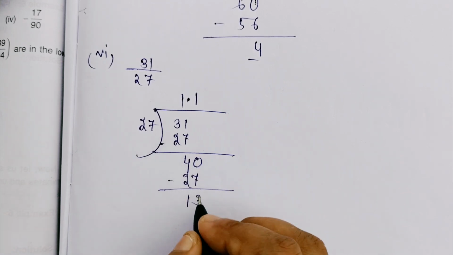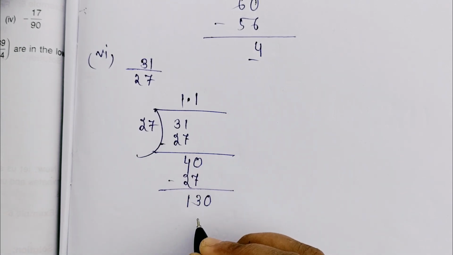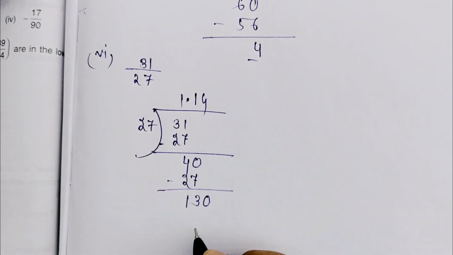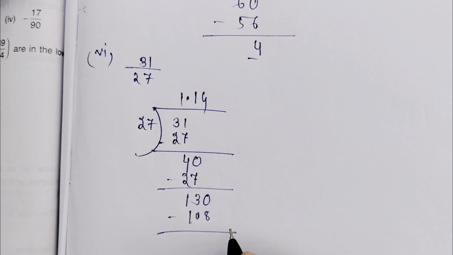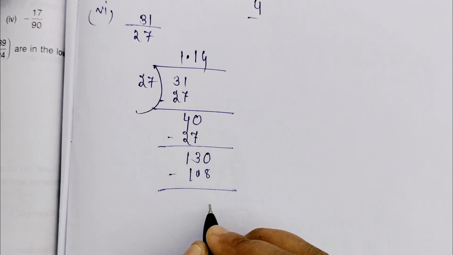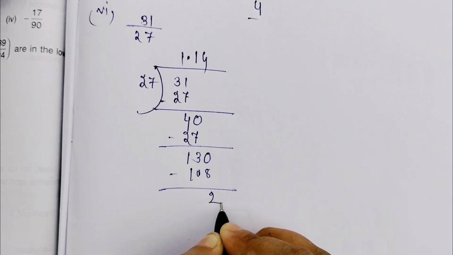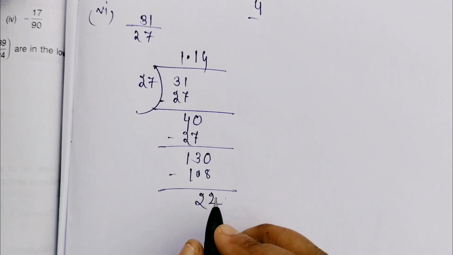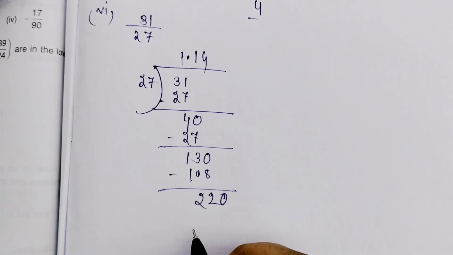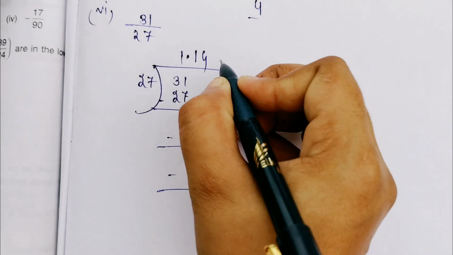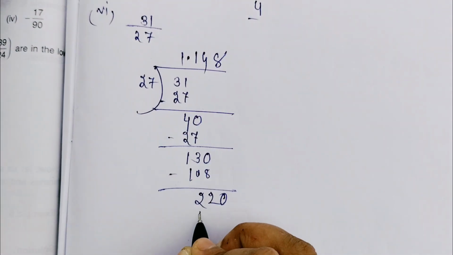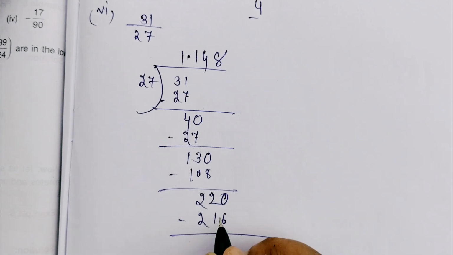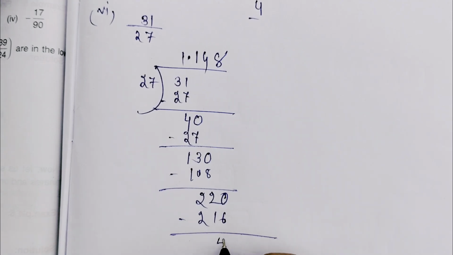13. Then 13 is less than 27. Then you put 10. 130. Then 27 4s are 108. 0 minus 8, we cannot subtract, so borrow. 10 minus 8 is 2. 22. Then here we put 10. 220. Then 27 8s are 216. Then 220 minus 216 is 4.